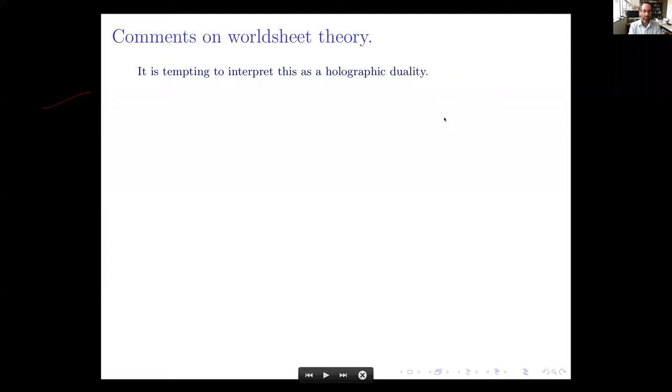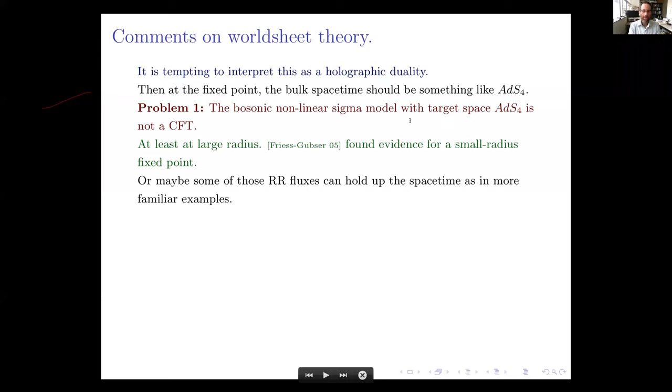What I'm about to say, I don't think you should take too seriously. I'm just going to make some naive comments about the form it should take. Naively at the fixed point, the bulk spacetime should be something like AdS4. A basic problem with that is that a nonlinear sigma model with target space AdS4 is not a CFT. It wants to grow towards the infrared. That's true at least at large radius. There's some evidence for a small radius fixed point from Fries and Gubser.